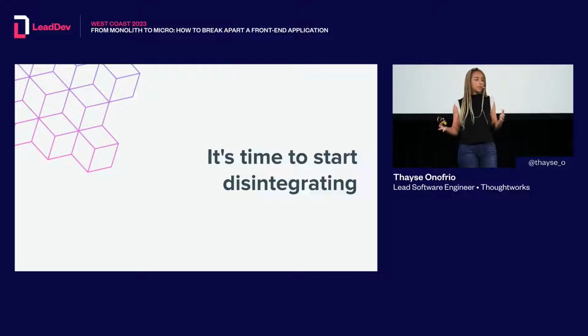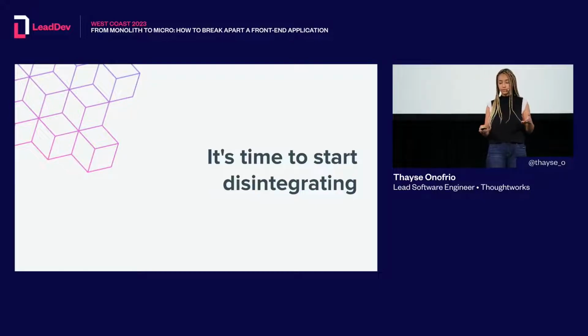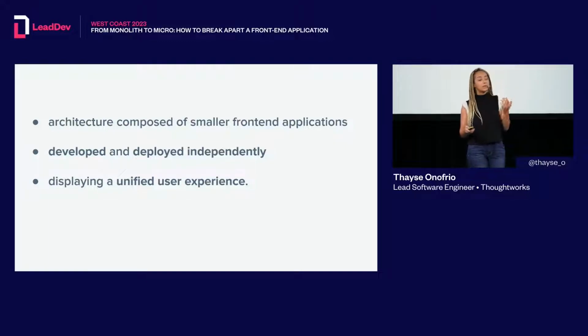So that's when they realize it's time to start disintegrating. They need to find a better way to do this, and the approach that they start talking about is micro frontends. Micro frontends is an architecture composed of smaller front-end applications. They are developed and deployed independently, but they display a unified user experience. So as a user looking at that web application, I don't know how that was developed, if it's 2 or 3 applications. It's just the same thing for me. I should be getting the same experience.